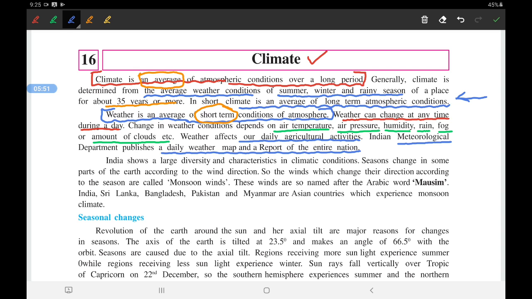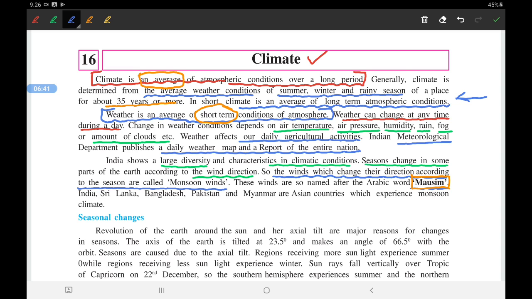India shows a large diversity and characteristics in climate condition. Diversity is variation and characteristics in climatic condition. Seasons change in some parts of the earth according to the wind direction. So the winds which change the direction according to the seasons are called monsoon winds. Right, remember this. The winds which change the direction according to the seasons are called monsoon winds. These winds are so named after the Arabic word Mausim. See, it is named after this particular word, Mausim. Okay.